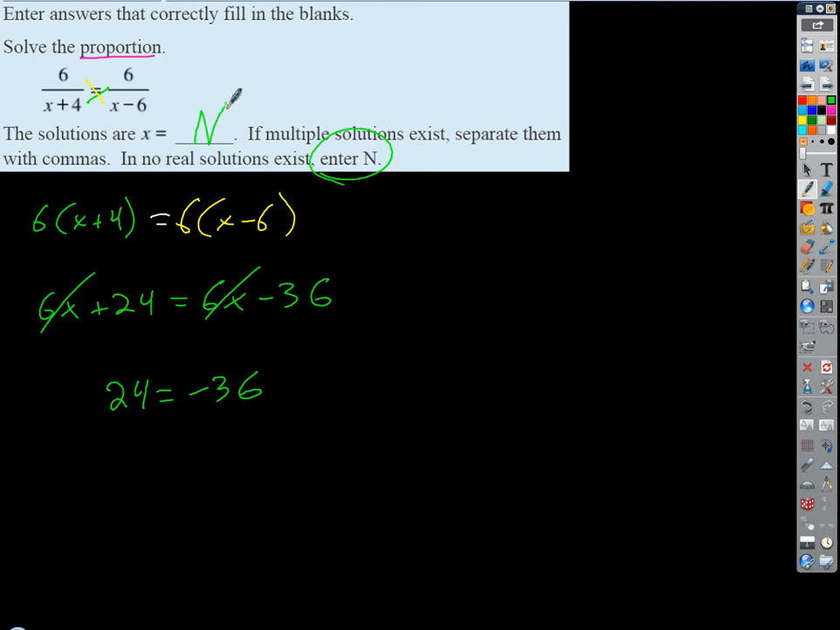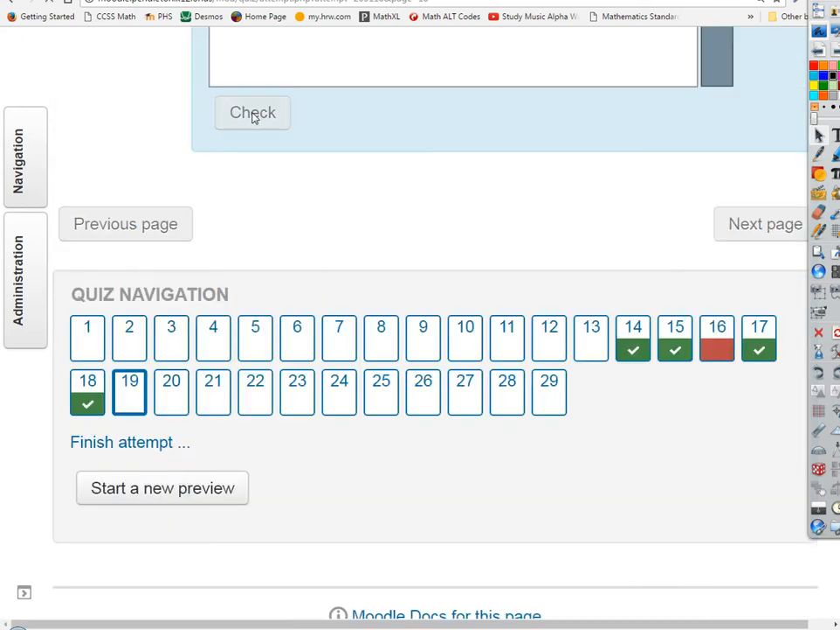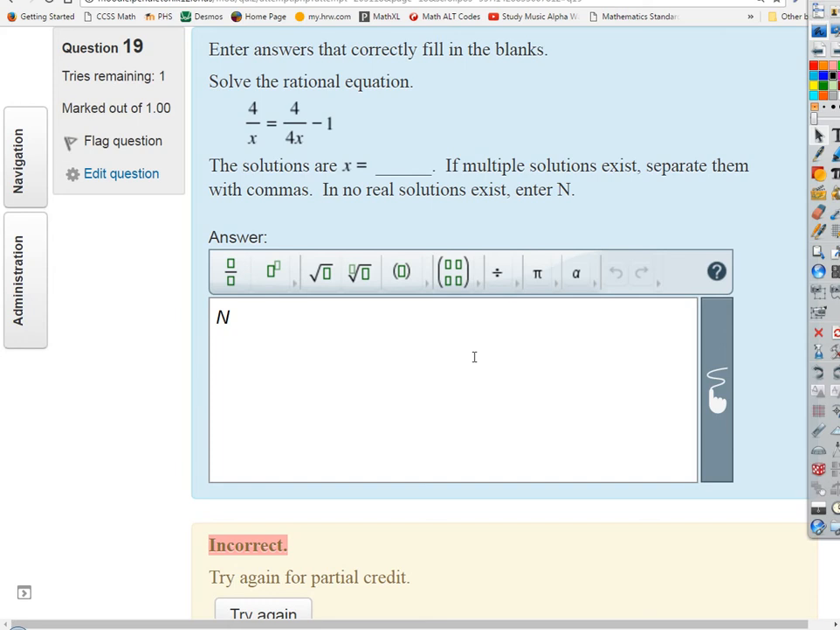in Moodle. Okay, how about if we do one more of those? First, I'll input this answer. So we get n.